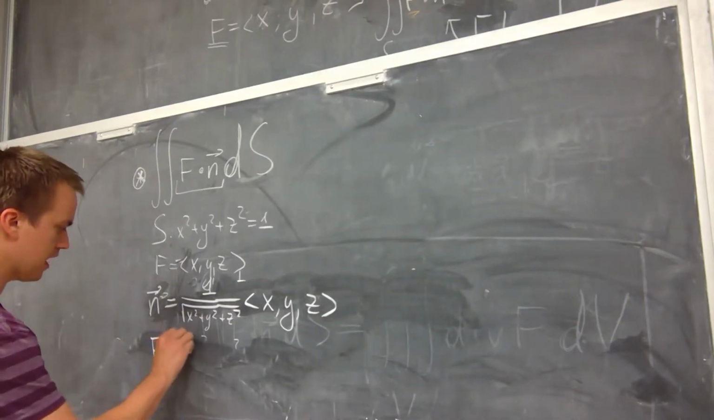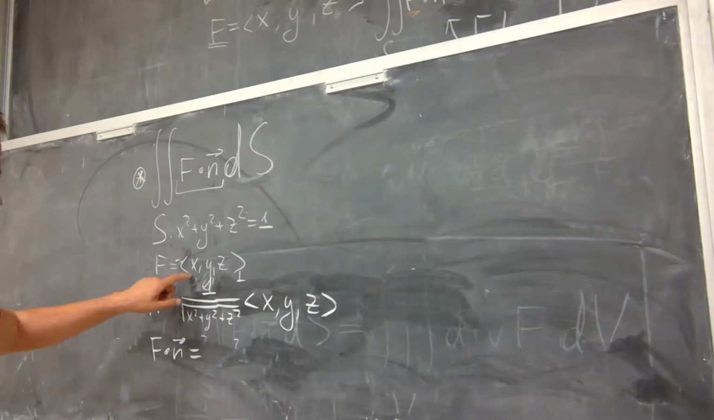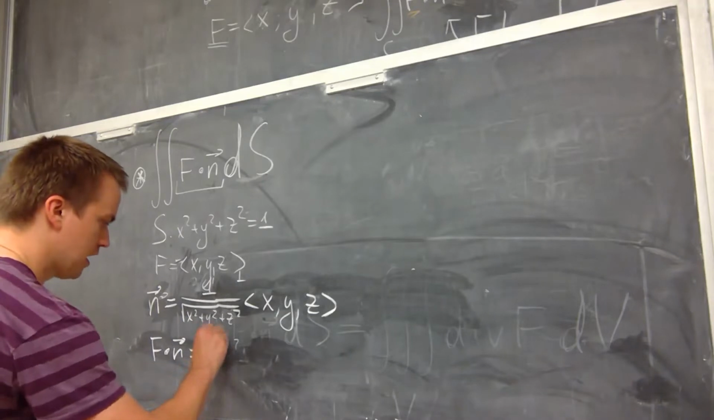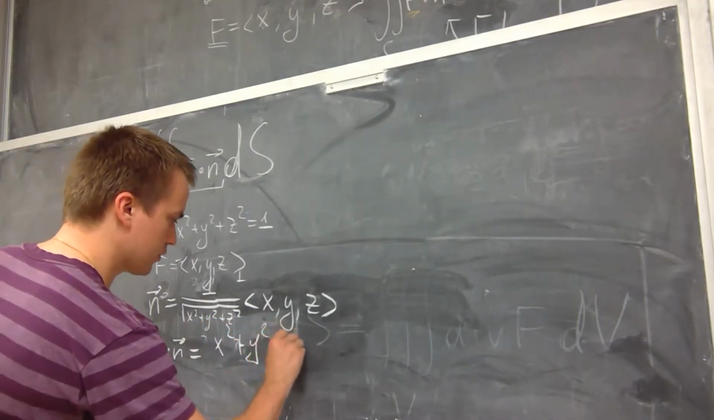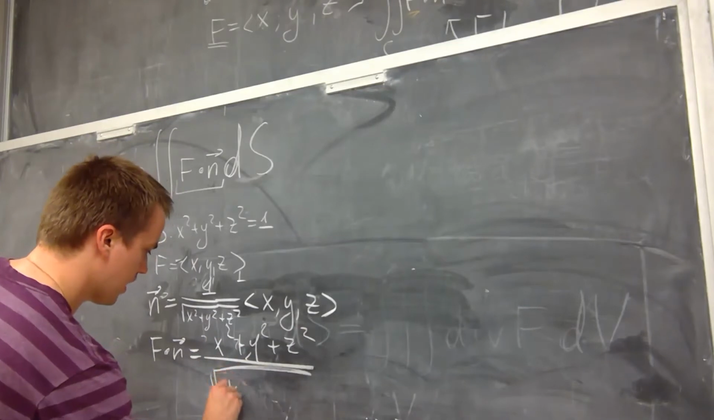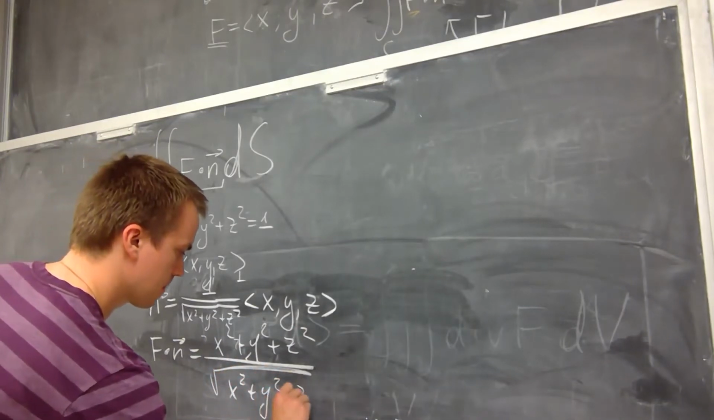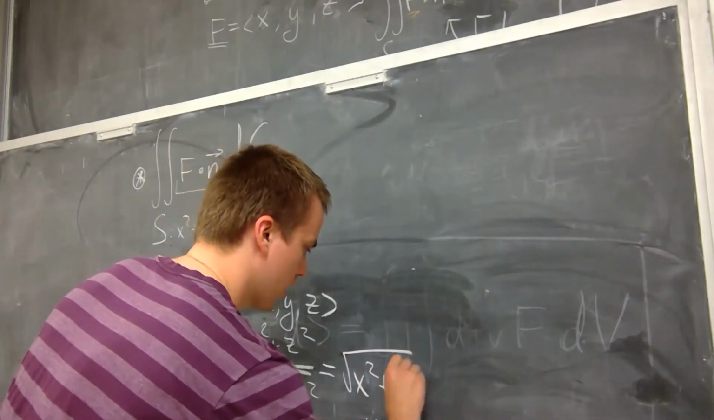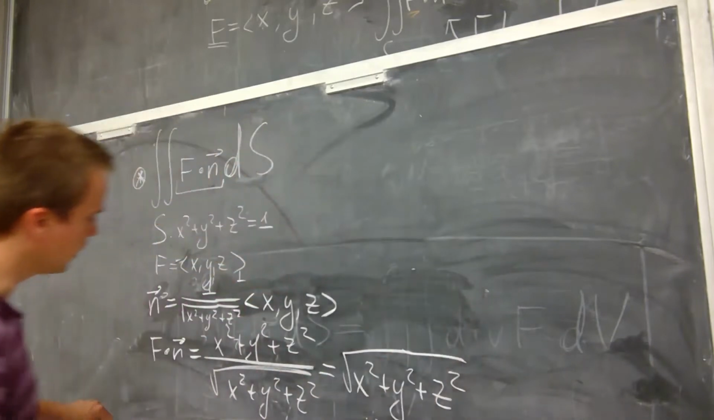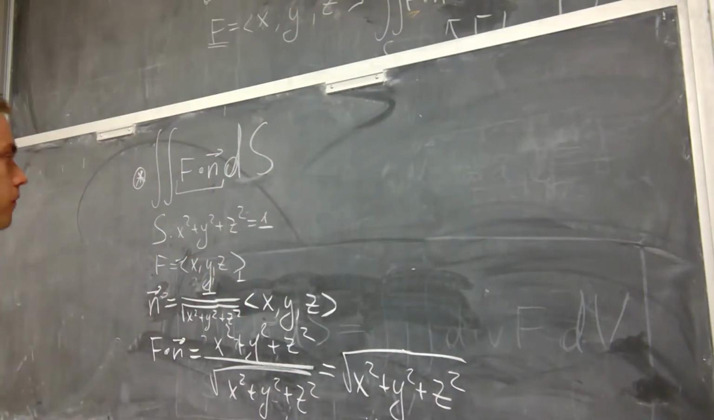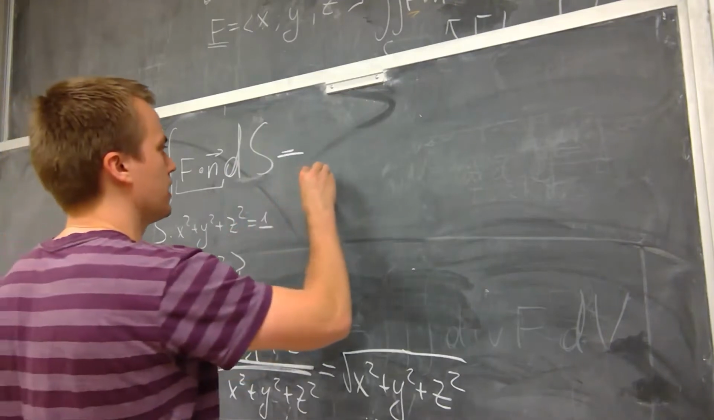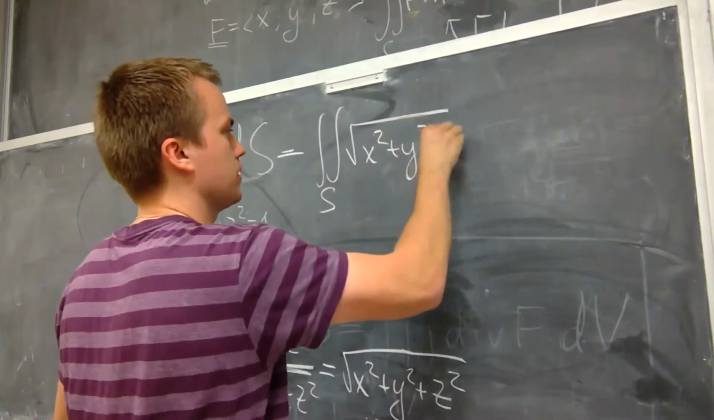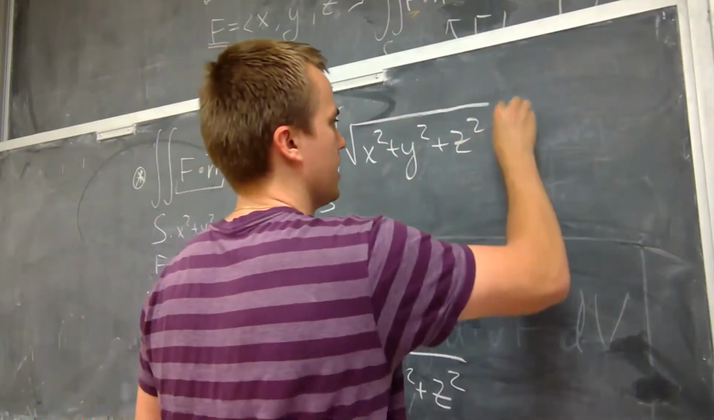The dot product of F and n gives x squared plus y squared plus z squared divided by the square root of x squared plus y squared plus z squared. From here, the square root partially cancels, and I will have the square root of x squared plus y squared plus z squared. That's the result of the dot product of F and n. So I can rewrite the double integral as a double integral over S of the function x squared plus y squared plus z squared dS.